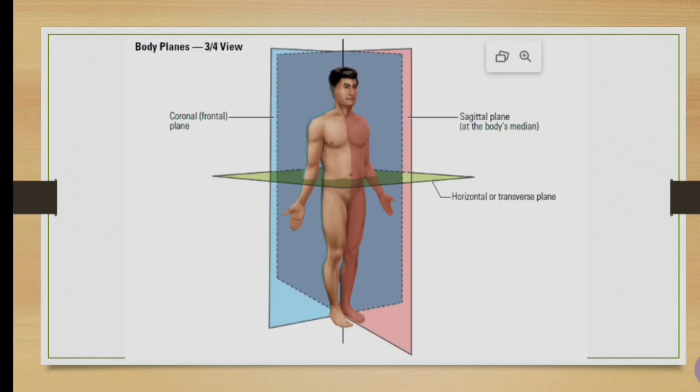Let us learn the body planes through this diagram. This diagram is present in your CPT book. So this is the coronal plane. It divides the body into front and back sections. This is the horizontal or transverse plane. It divides the body into top and bottom sections. Next is the sagittal plane. It divides the body into equal right and left sides.